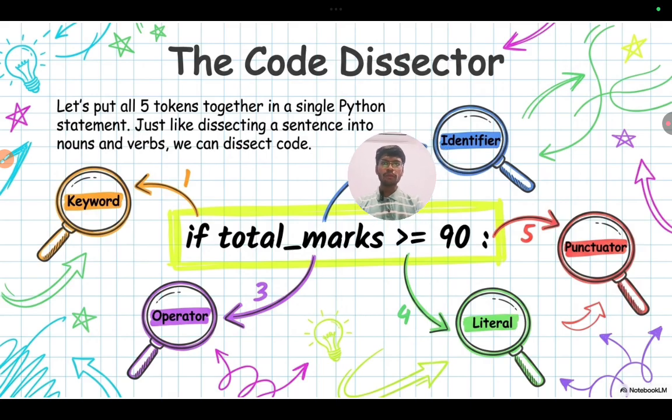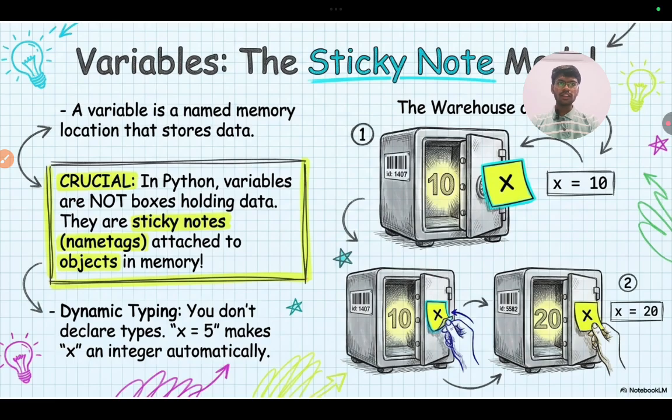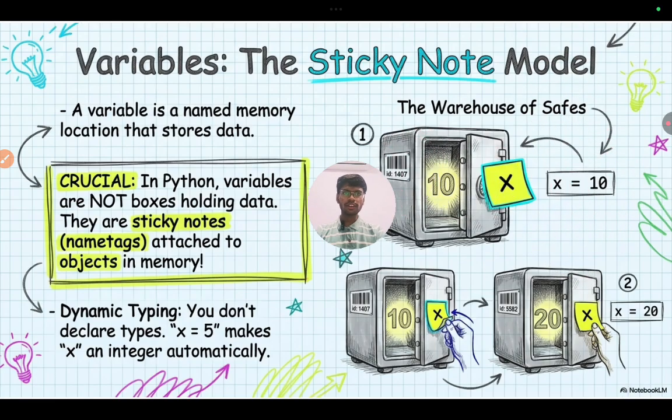So if we put all the 5 tokens together in a simple Python statement, just like dissecting a sentence into nouns and verbs, we dissect the code. If total marks greater than or equal to 90: the if is a keyword here. Total marks is an identifier here. Greater than or equal to is an operator here. 90 is a literal here, and the colon is a punctuator here. Then we'll be seeing in this chapter in the detailed explanation video.